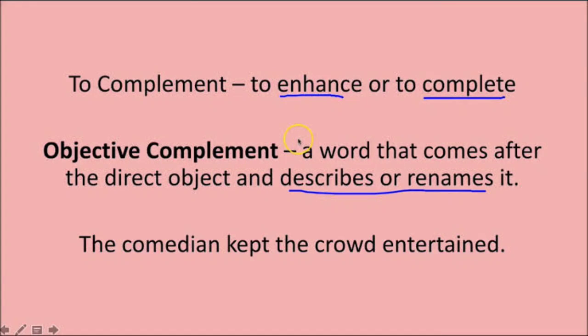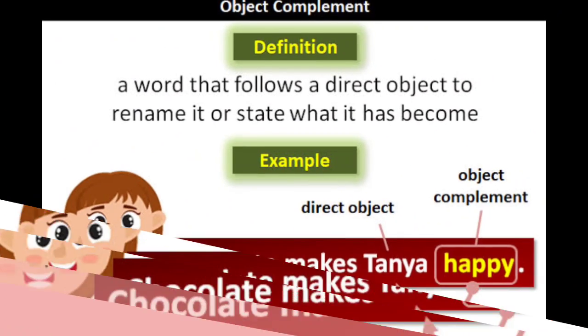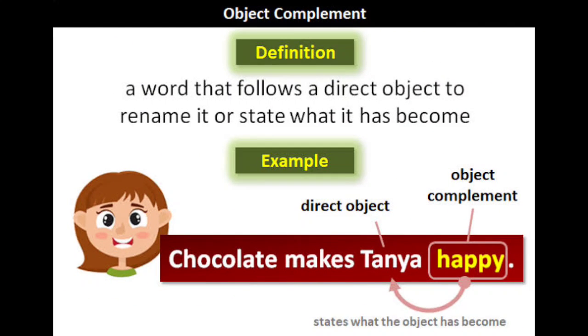To complement is to enhance or to complete. So complement means to enhance or to complete. So an object complement is a word that comes after the direct object and describes or renames it. That is known as object complement. So see here, children, a word that follows a direct object to rename it or state what it has become. For example, chocolate makes Tanya happy. Here, the direct object is Tanya. The object complement is happy.